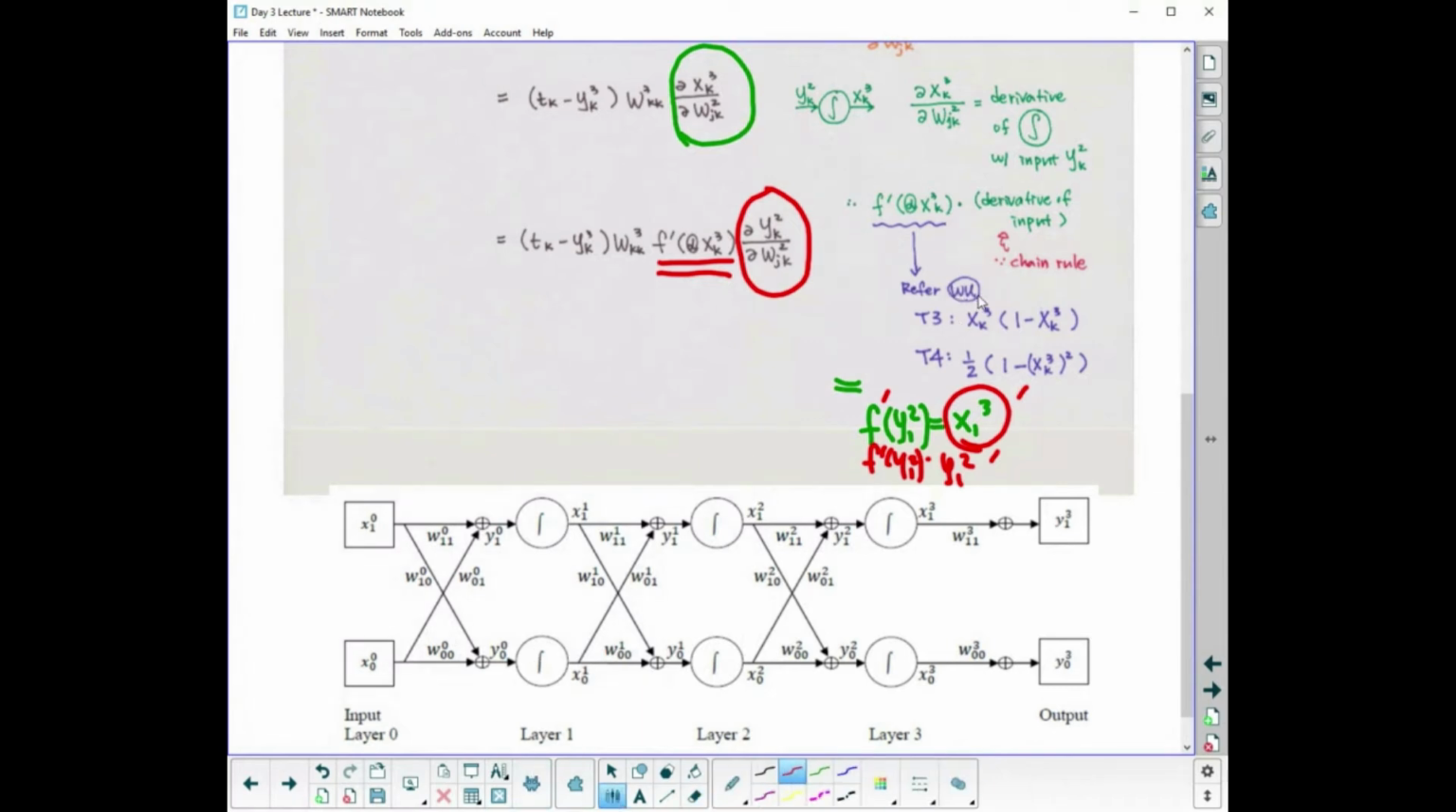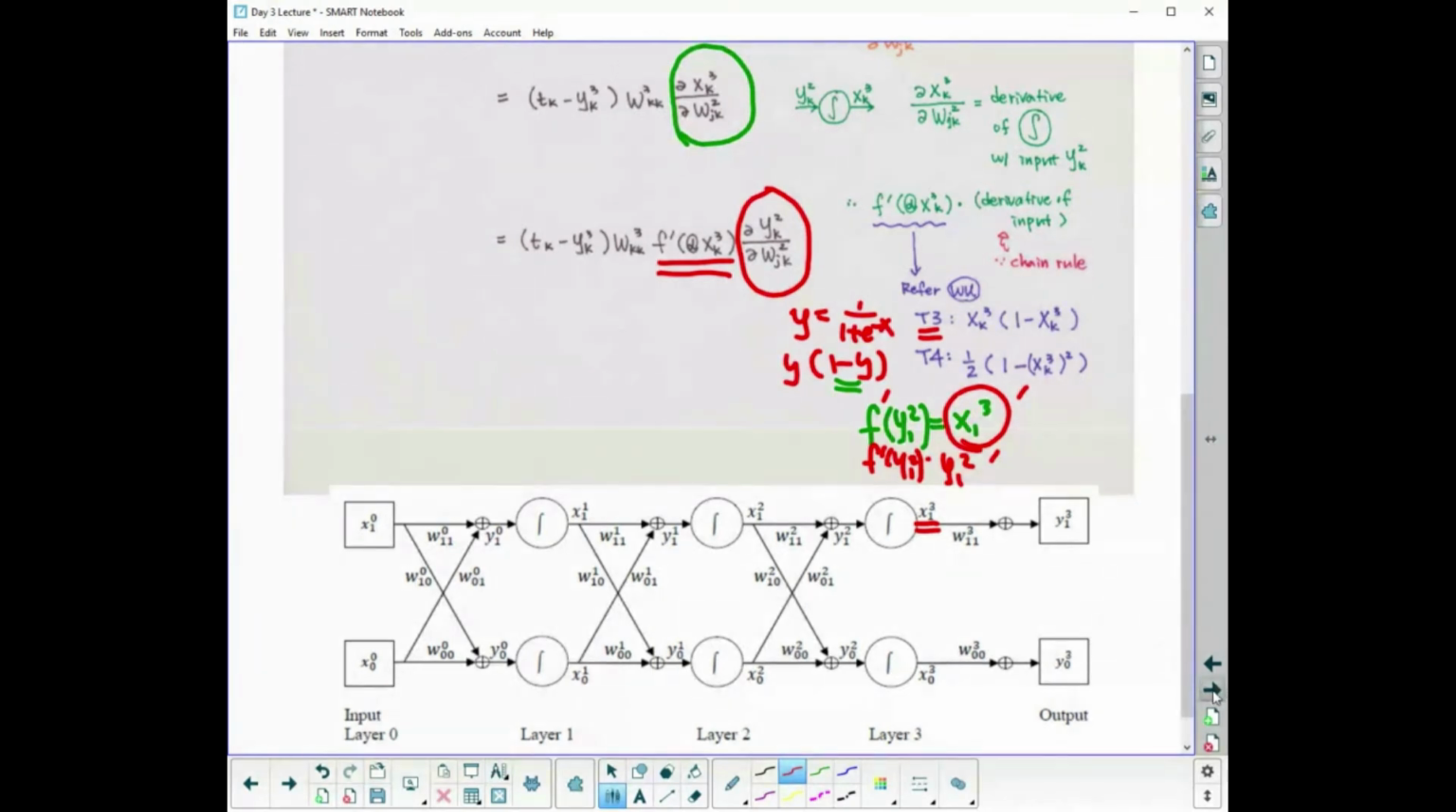If the activation function is a regular one, like 1 over 1 plus e to the negative x, we can use the warm-up 1's final answer as y times 1 minus y. In this case, y is x1 layer 3. So you can rewrite it as xk layer 3 times 1 minus xk layer 3.